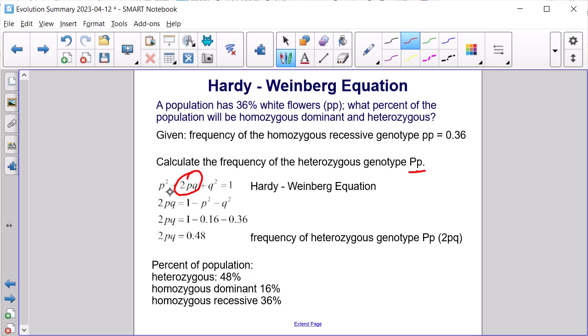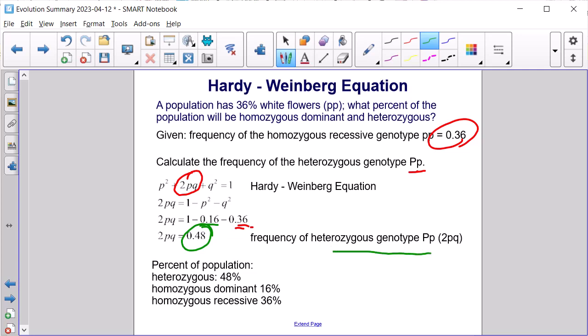So I just moved the other terms to the other side of the equal sign to find that that frequency is 1 minus P squared minus Q squared. Now Q squared was given in the problem, and Q squared we found on the previous slide to be 0.16. So 2PQ is equal to 48%, 0.48. And that's the frequency of the heterozygous genotype.